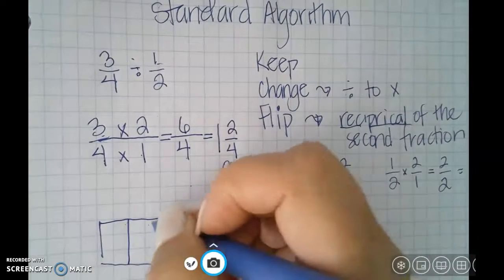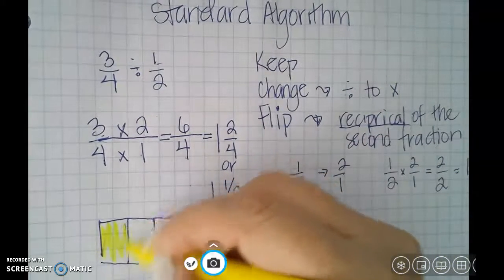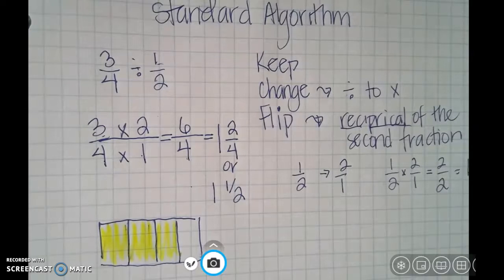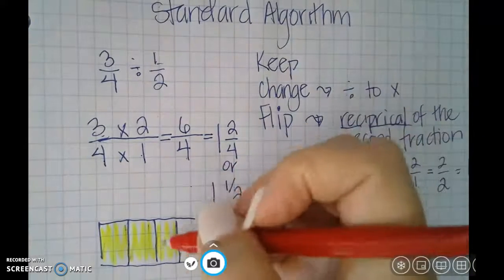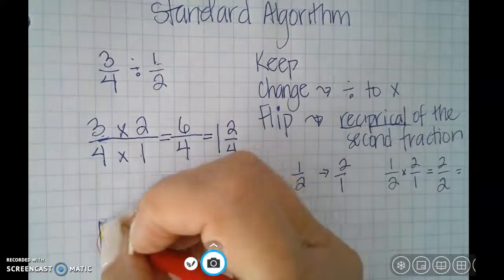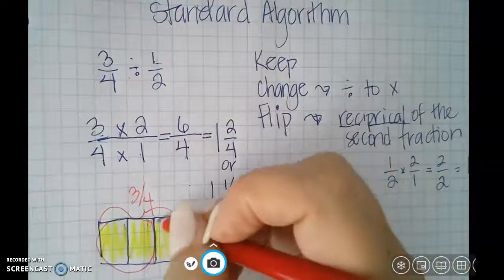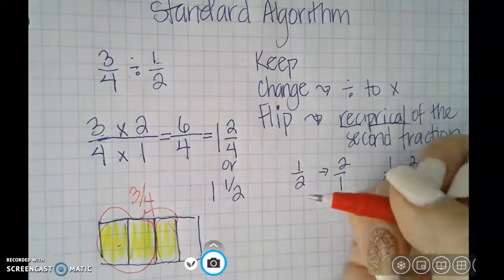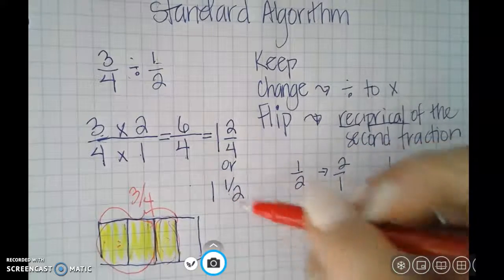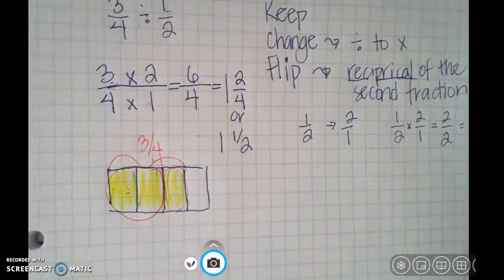If I have 3/4 of this thing, let me just shade in the 3/4 part. I have 3/4, and I want to know how many halves are in this. This is half, right? There's one of them. This is the 3/4, and I'm dividing by the half. I have half of a half left over, right? So there's half of that left over, so it becomes 1 and 1/2. I have one group and 1/2.